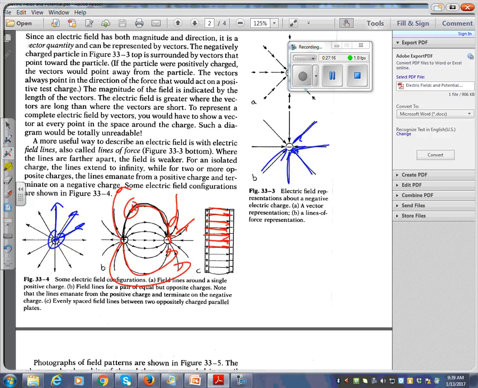Wait, isn't that diagram of B the same thing as a magnet? It's exactly the same as a magnet. That's just like a North Pole, South Pole kind of relationship, isn't it, Riley? Yep, absolutely.